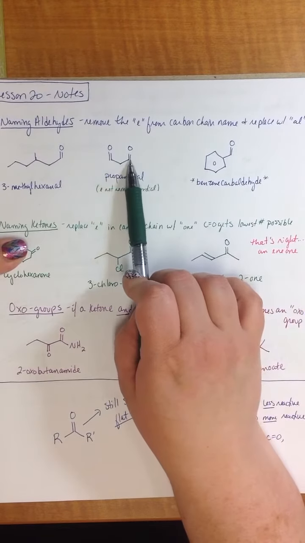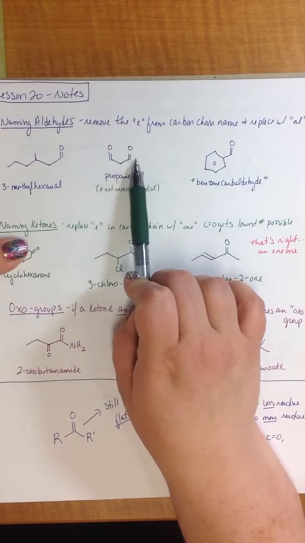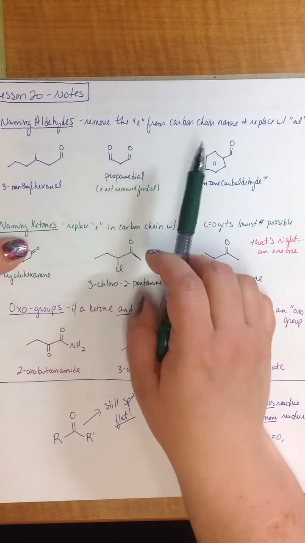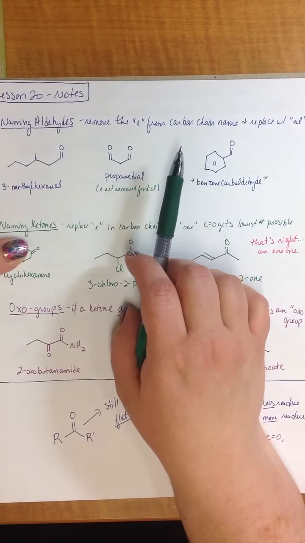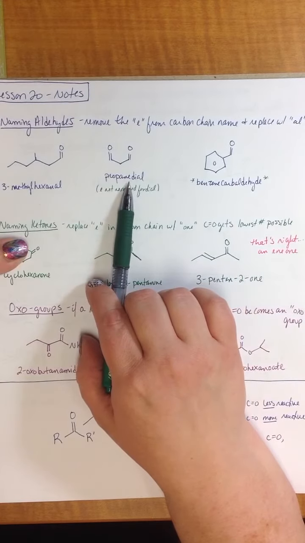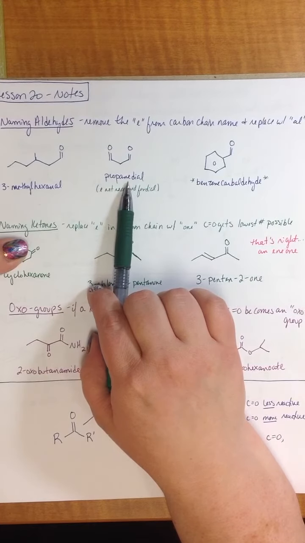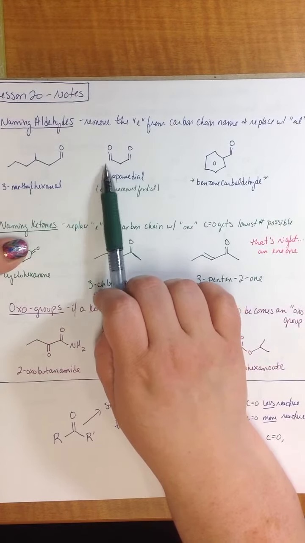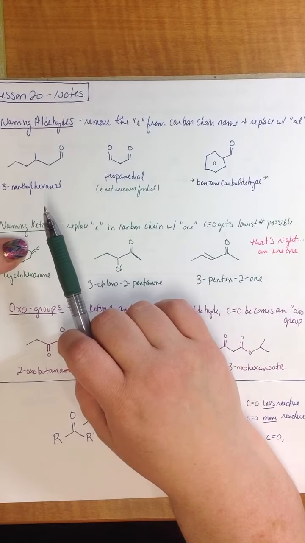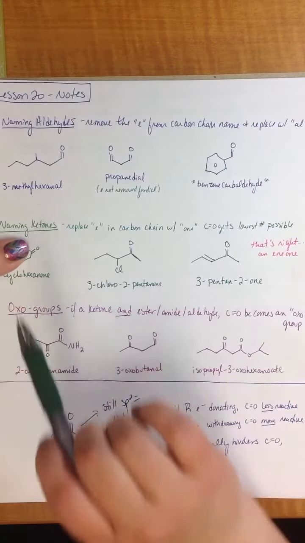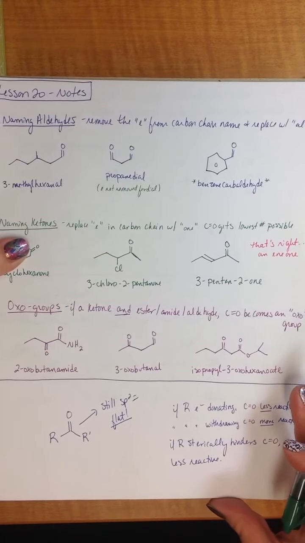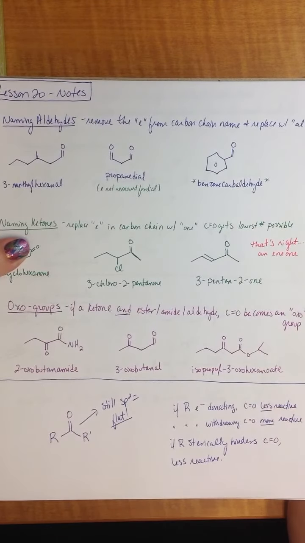If you have 2 aldehydes, so on the ends, that would be a "dial." So in this case we actually don't remove the E from the carbon chain. This becomes 1, 2, 3 carbons, therefore it's propanedial. Sounds like "dial," right? But it's actually "dial." And this guy always trips me up, so I'm sure it's not exactly easy to remember.